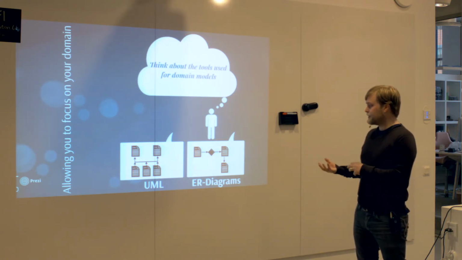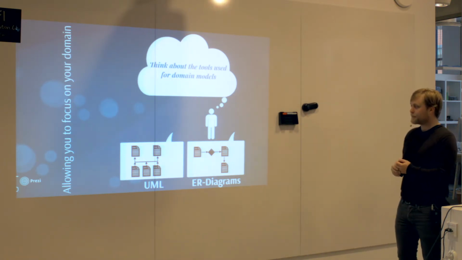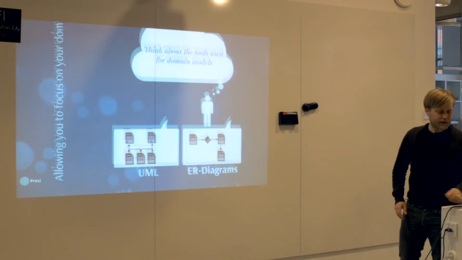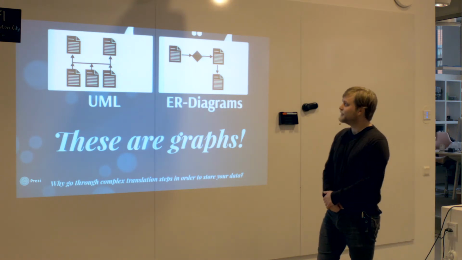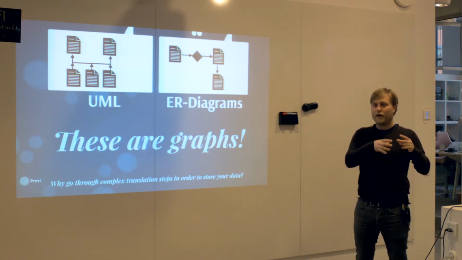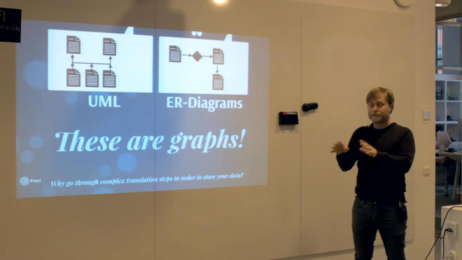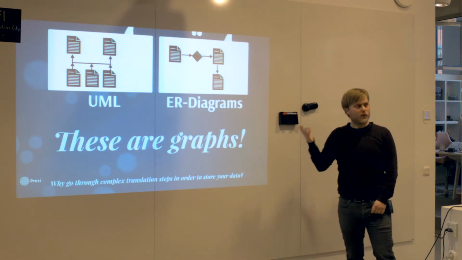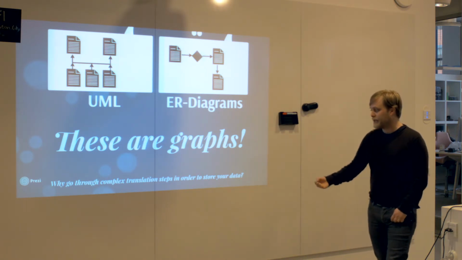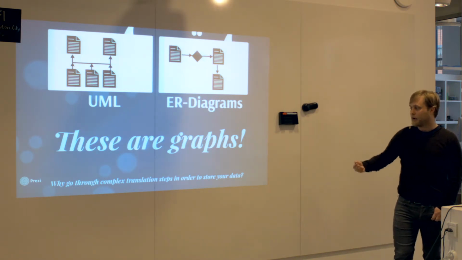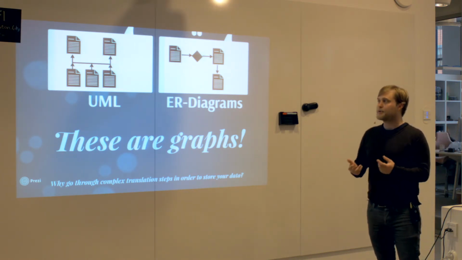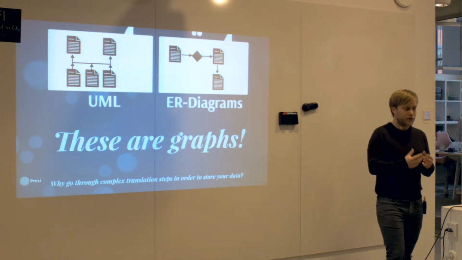And if you look at these two types of models, it turns out that they're graphs. So the tools that we use for modeling our system, our data for other systems that aren't graphs, the tools we use are graphs already. So why do we go through that extra step of translating our data model just to be able to store it? Why not have a model that allows us to store data closer to the way that we think about it?